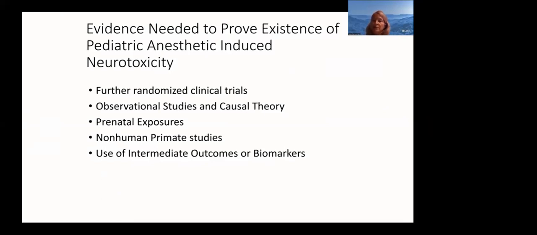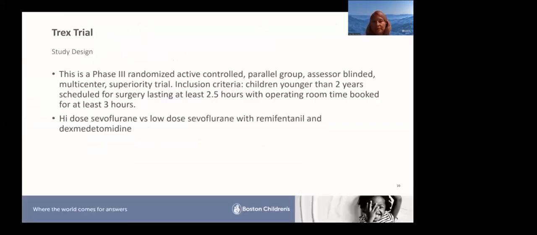We need perhaps to be looking at more studies of prenatal exposures. This is taken from the environmental literature, which shows that early prenatal exposure to some environmental toxins can cause measurable differences in children. And we need, of course, some more non-human primate studies, primates being very close relatives to us. And we need to think about the use of intermediate outcomes or biomarkers. If we have to wait close to 30 years for a human to fully develop, we just don't have enough time to wait that long.